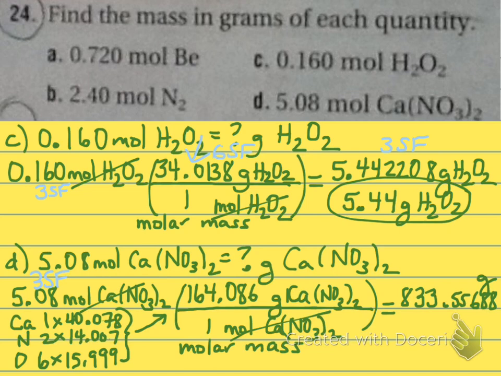So again, in terms of significant figures, I have 3 sig figs. I have 6 the way I wrote that, so I want 3 significant figures here. So I'm going to round this as 834 grams of calcium nitrate. So again, what all of these problems had in common was they used molar mass, and because you were starting with moles in all of them, moles were on the bottom of your conversion factor and grams were in the top.